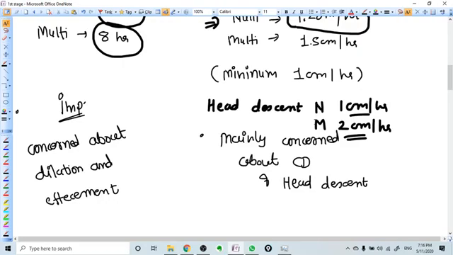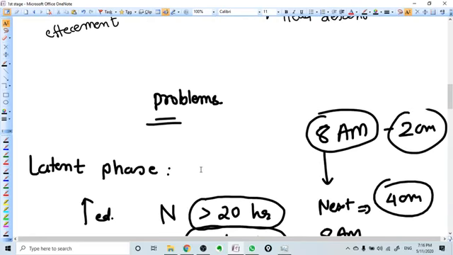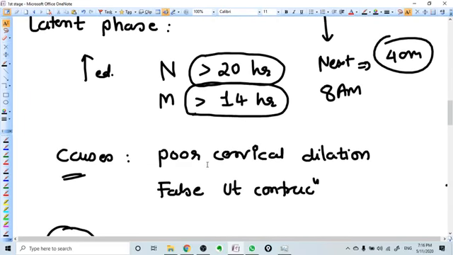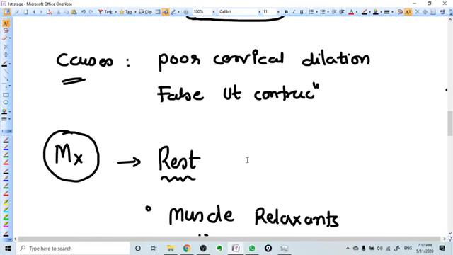Now, what are the reasons for these prolongations? For latent phase prolongation, as we told you, it is more than 20 hours in nulliparous women and more than 14 hours in multiparous women. That is when we call it a prolongation of the latent phase. The reason behind that is obviously poor cervical effacement and poor cervical dilatation. The uterine contractions are not true, they are false.